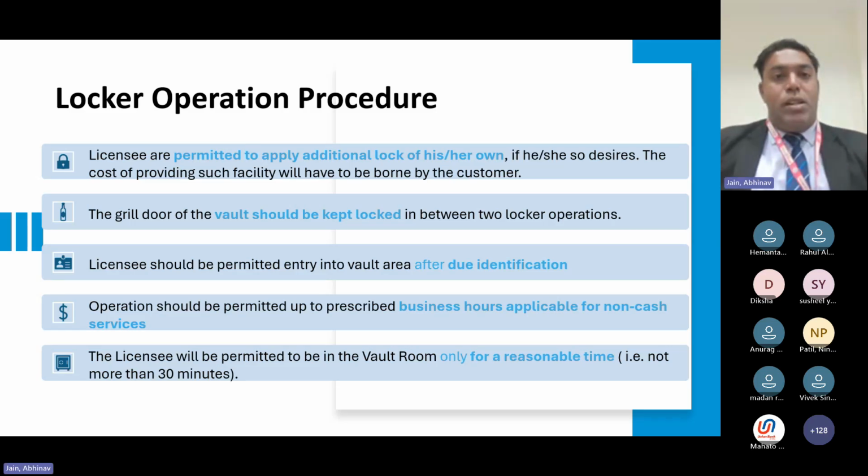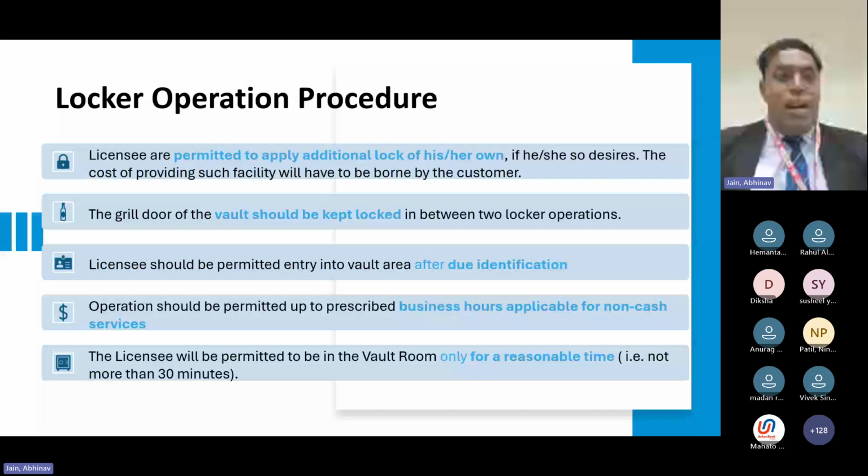Between two locker operations, the grill door of the vault should be closed. After identification only, somebody like the licensee should be allowed in the vault area. Operation should be permitted up to the prescribed business hours applicable for non-cash service. Another important question: a licensee will be permitted in the vault room only for a reasonable time. Now, the question can be asked, what is the reasonable time permitted to the licensee in the vault room for operating the locker? Not more than 30 minutes. The answer is not more than 30 minutes is the reasonable time.